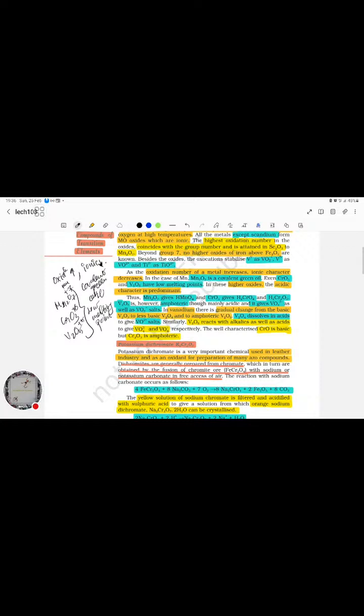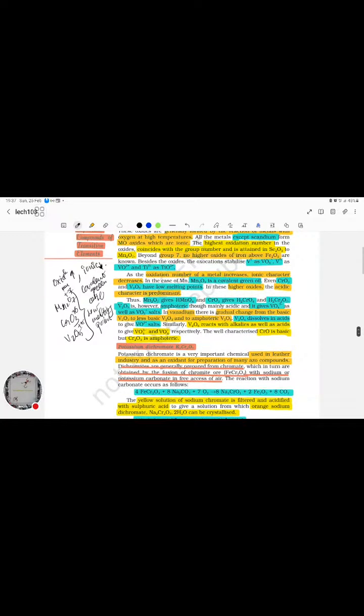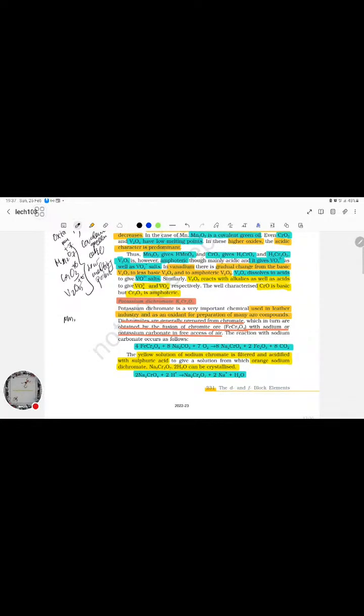So now what they are saying is that in higher oxides the acidic character is greater, which means it has the ability to get reduced. Okay, fine. Mn2O7 gives HMnO4. CrO3 gives H2CrO4 and H2Cr2O7, and V2O5 is however amphoteric, so mainly acidic, and it gives rise to VO4 3- as well as VO2+ salts. So Mn2O7, being acidic, leads to the formation of HMnO4. Similarly, CrO3 gives rise to H2CrO4 and H2Cr2O7. Whereas V2O5 can give VO2+ as well as VO4 3-.